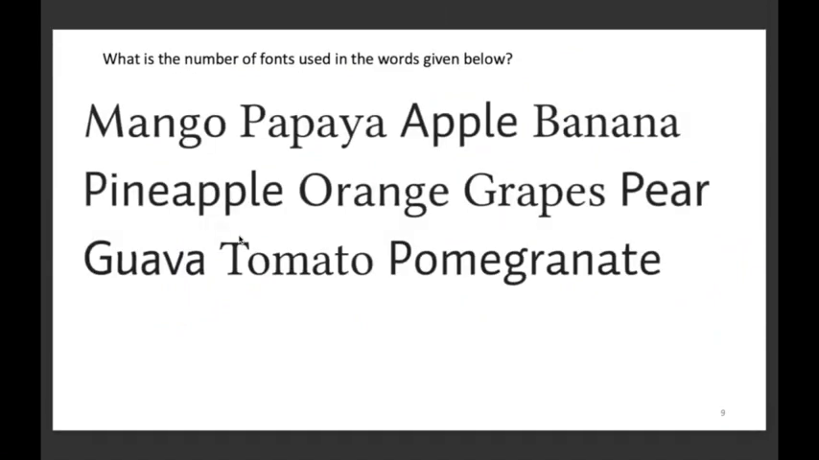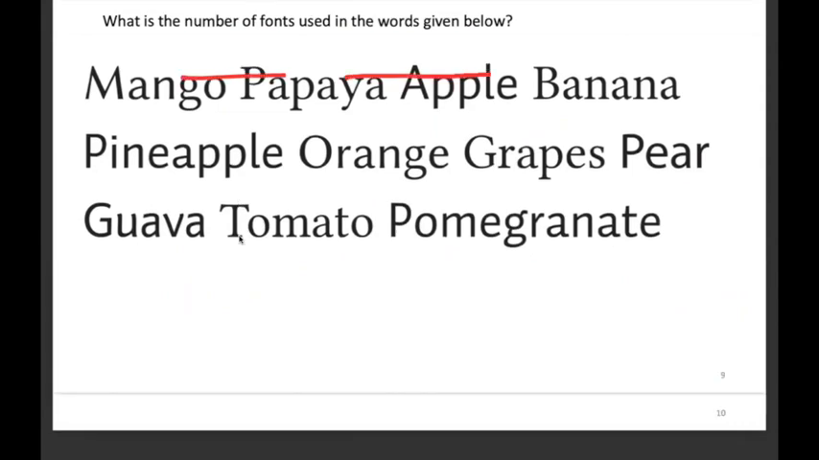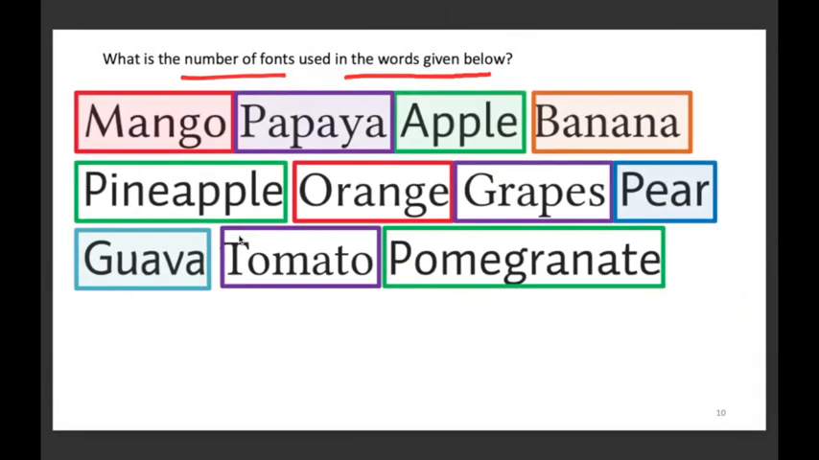What is the total number of fonts that are used in the words given below? You have to identify how many fonts are used here. So these are all the fonts that are used. This is first, second, third, fourth. This is same as 3. This is same as 1. This is same as 2. This is 5th. This is 6th. This is same as 2. And this is same as 3. That means a total of 6 fonts are used in these words. We'll move to the next one.